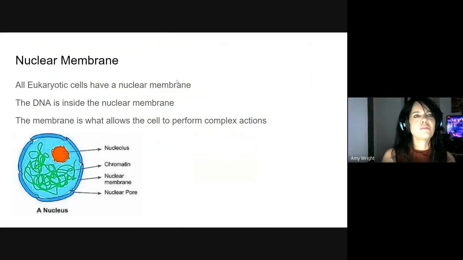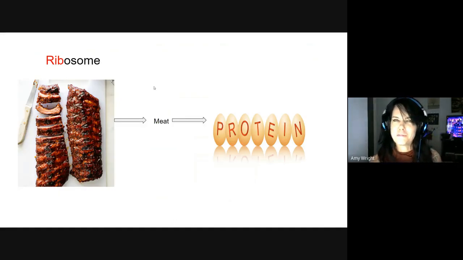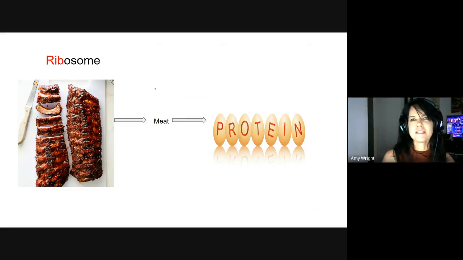nucleus here, nuclear membrane. Ribosomes, this is where I told you I was going to help you remember what a ribosome is. This is how I initially remembered a ribosome. This little prefix here, rib, we got some ribs. Ribs are meat, and meat is protein.